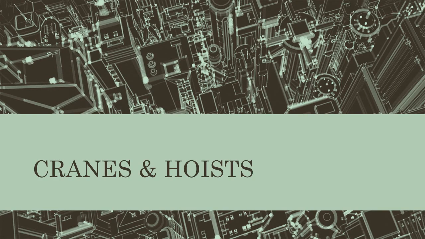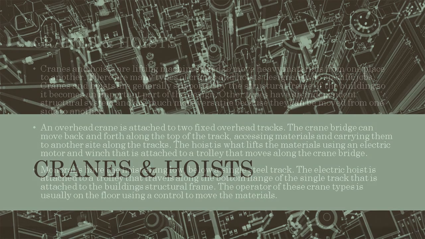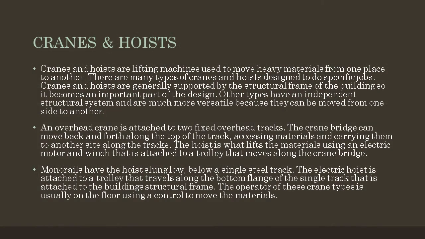Cranes and hoists. Cranes and hoists are both lifting machines used to move heavy materials. The only difference is that a crane is a complex machine that lifts, lowers, and moves heavy loads. Cranes are equipped with components that provide the crane's multidirectional mobility, while a hoist is a machine that performs a single task, lifting and lowering a load on a vertical plane.